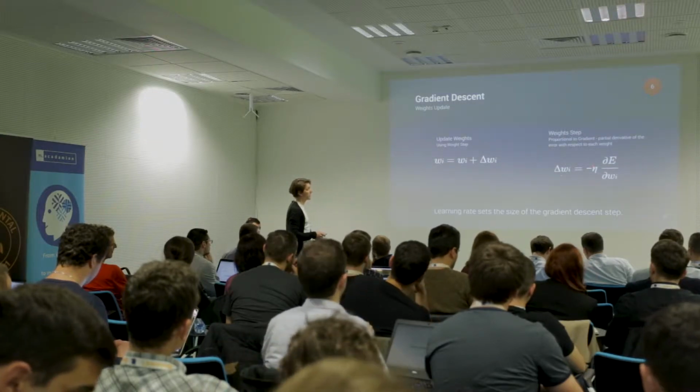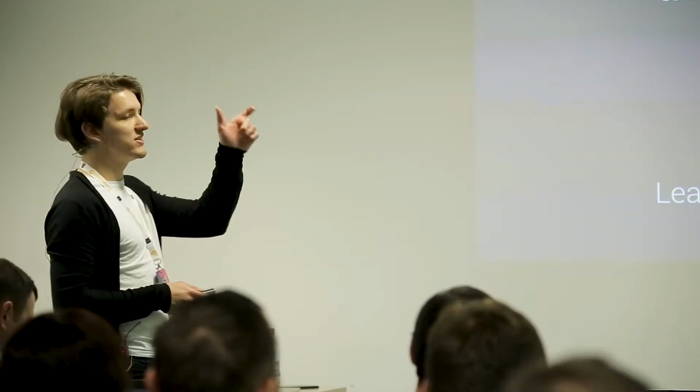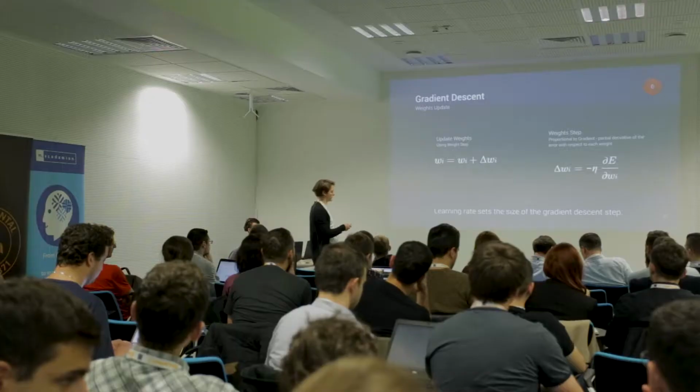Also, I've added here the learning rate. This is an important hyperparameter in deep learning, and not only there. The learning rate just sets the size of the gradient descent step. So how big is the step that you take in the direction of the minimum?